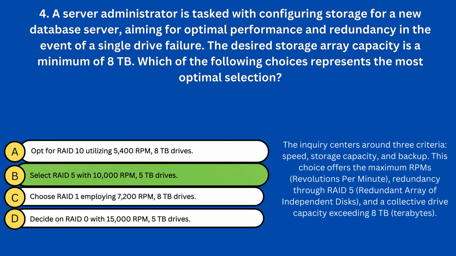The inquiry centers around 3 criteria: speed, storage capacity, and backup. This choice offers the maximum RPMs, revolutions per minute, redundancy through RAID 5, redundant array of independent disks, and a collective drive capacity exceeding 8 terabytes.